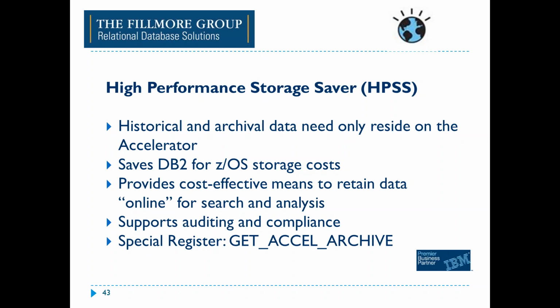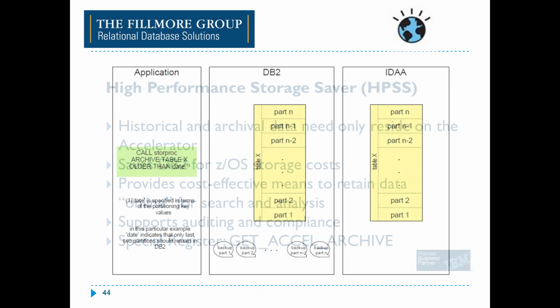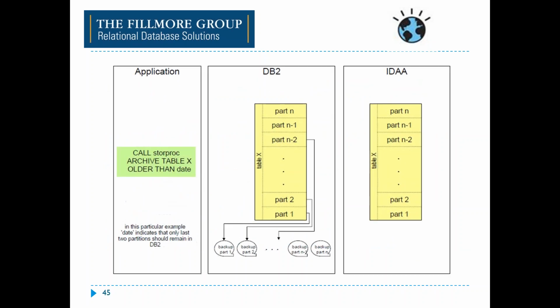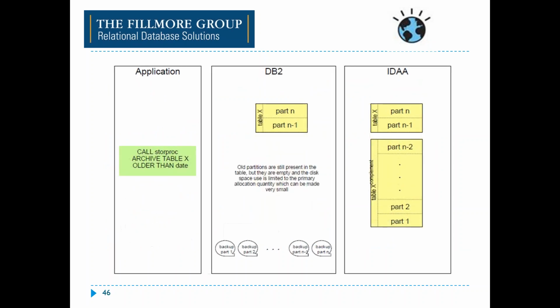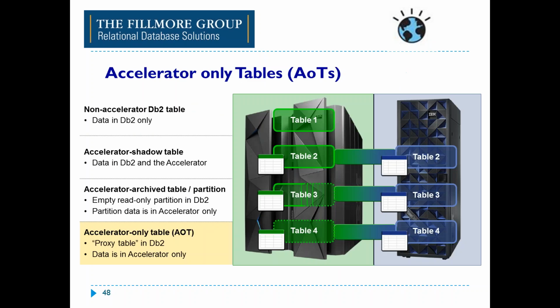So the HPSS is a great way to segregate data, to reduce the amount of data that Db2 for z/OS is processing, improve your reorgs, your backup, your recovery, etc., because of a much smaller data footprint, but still have all the data for the analytic queries that you want to run on the IDAA. I'm not going to go into the details for HPSS. Again, these are from prior slides.